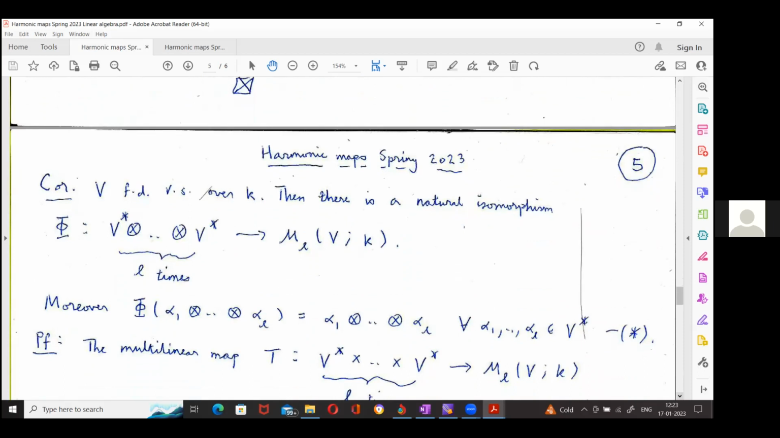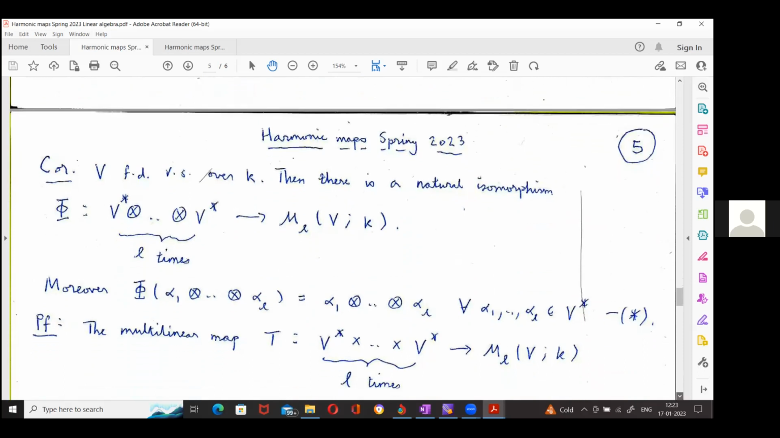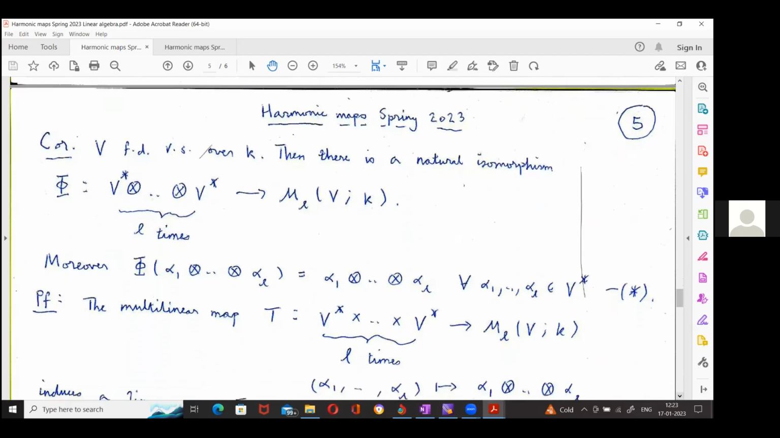All right. So why were we talking about tensor products and then about multilinear functions? Well, it turns out that if I look at V dual tensor itself, K L times, this is naturally isomorphic to the space of L multilinear functions from V to K. Here I'm assuming V is finite dimensional.